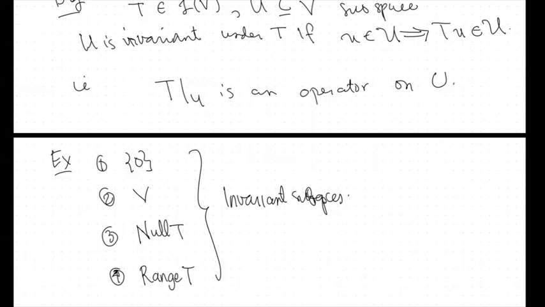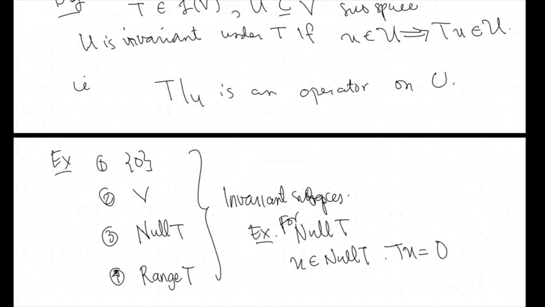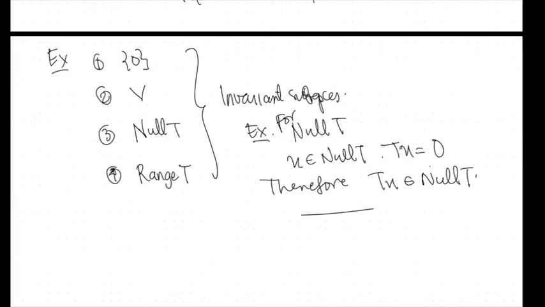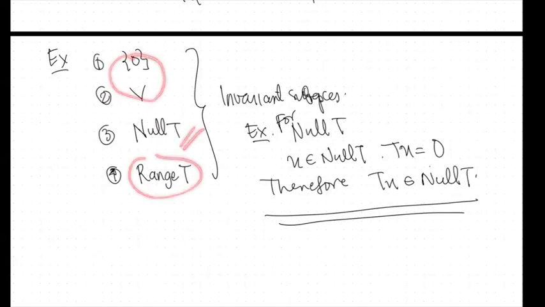So for example, the reason for nullity: suppose that U is in the null space, then T of U is also 0. Hence, T of U is also in the null of T. For the other, we did this one, and then this one, and these two we just follow the same argument.